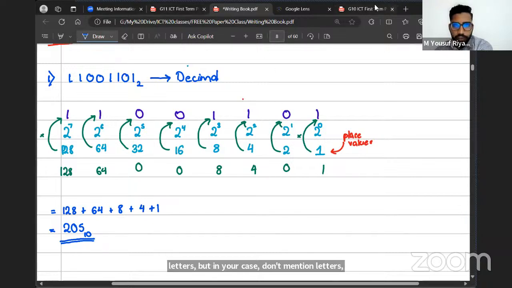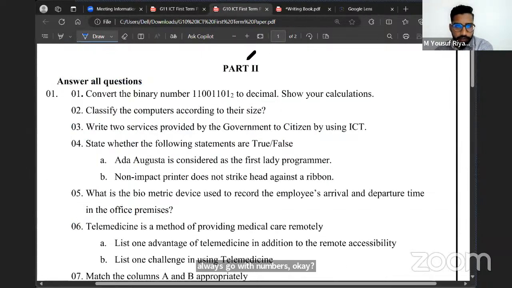Perfect. So the answer you can mention for the first one there is 205. So the answer here is going to be 205. The workings I showed on the next page. Is it a grade 10 first term paper? Yes, it is a grade 10 first term paper.